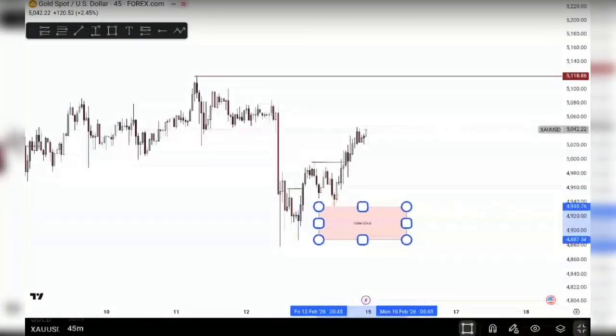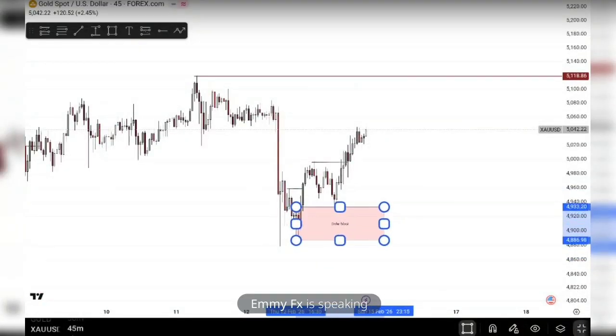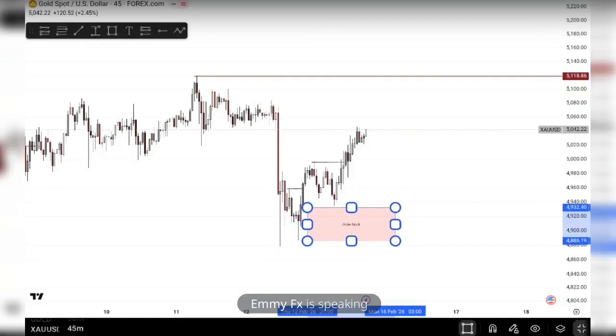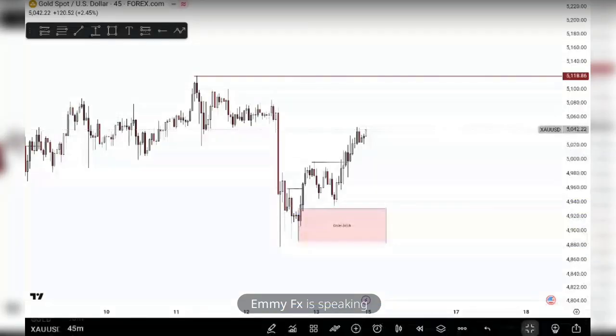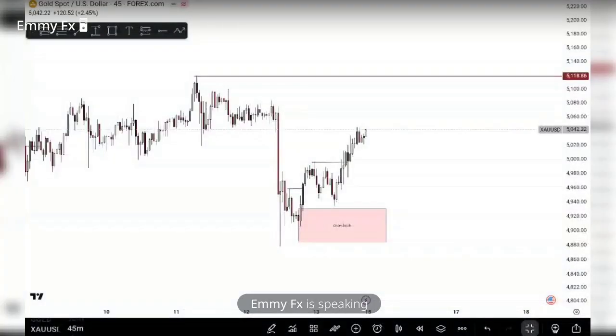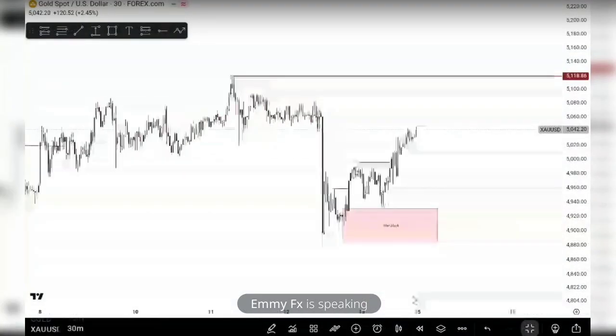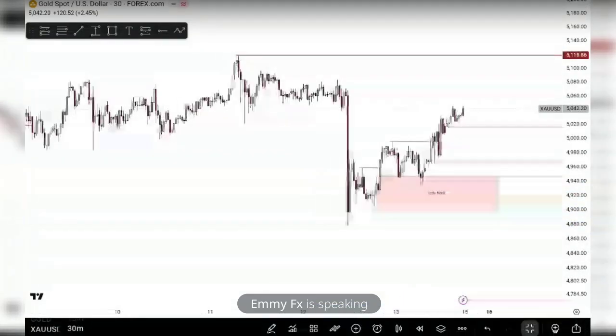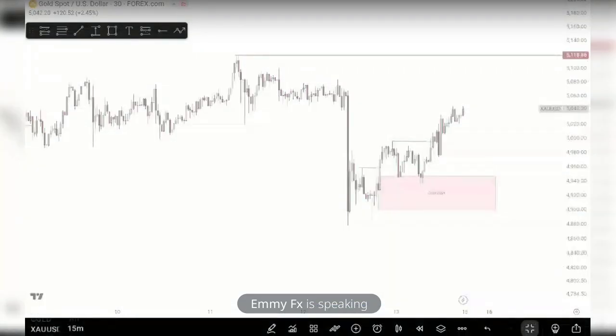In the 45-minute time frame, we have the order block here. Price did not mitigate the order block here in the 45-minute time frame. Allow us to also move to our 30-minute time frame. Price mitigates the order block in our 30-minute time frame. Allow us to move to our 15-minute time frame.